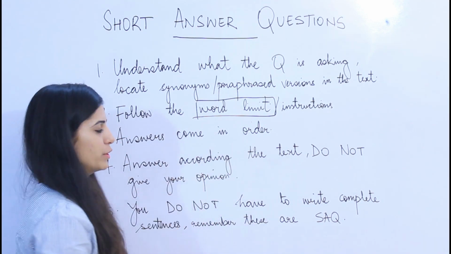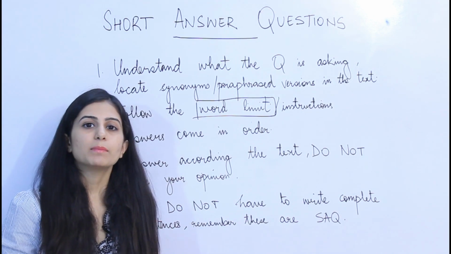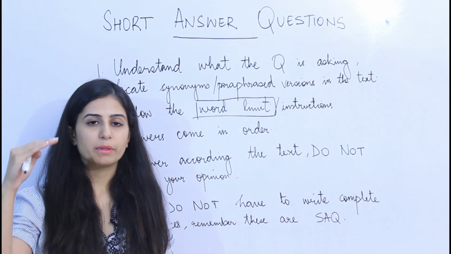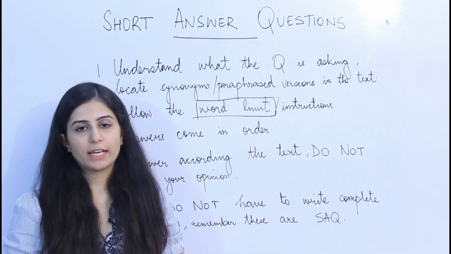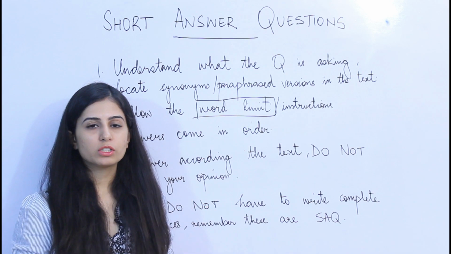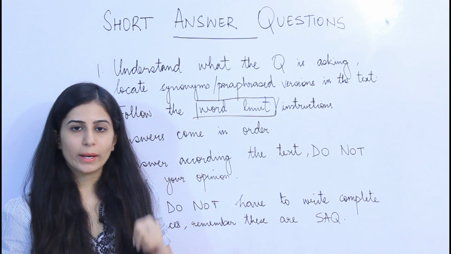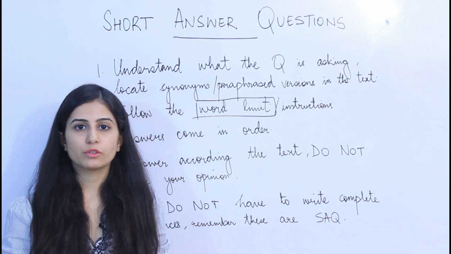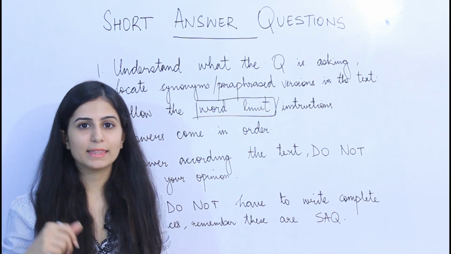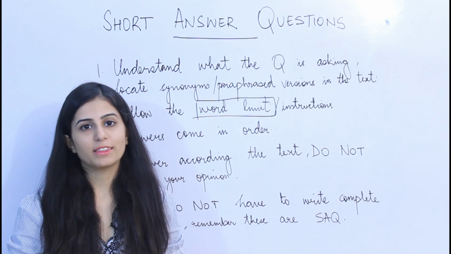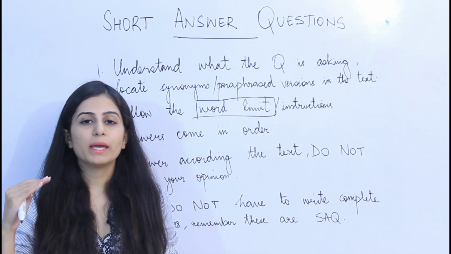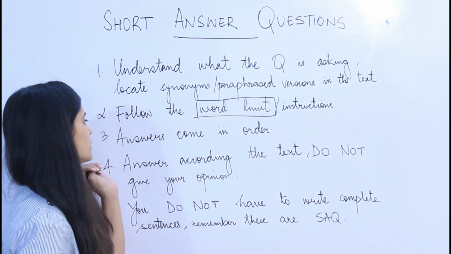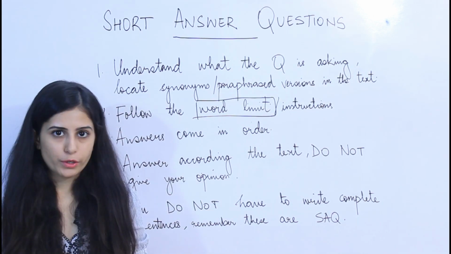Answers come in order. Yes, just like some other questions except for the matching kind of questions, here the answers come in the same order as the text. So basically the questions are given like 21, 22, 23. So if the answer of 21 is in the first paragraph, the answer of 22 would be followed by that answer of 21 in the first paragraph. It would not be above the answer of question number 21. So they follow one particular order.